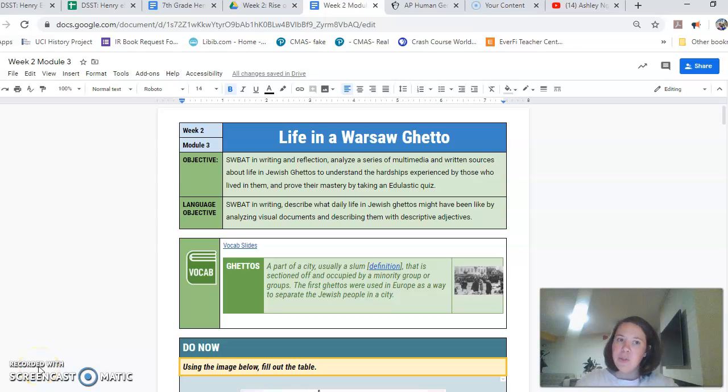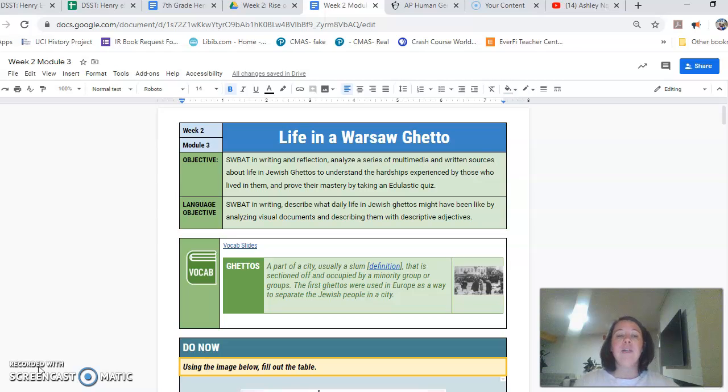All right, guys, welcome to Week 2, Module 3, Life in a Warsaw Ghetto. Our objective for this lesson is that you will be able to, in writing and reflection, analyze a series of multimedia and written sources about life in Jewish ghettos to understand the hardships experienced by those who lived in them and prove their mastery by taking an Edulastic quiz.